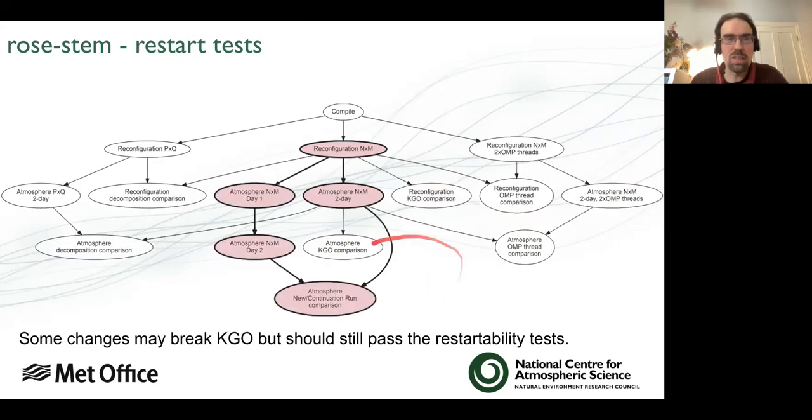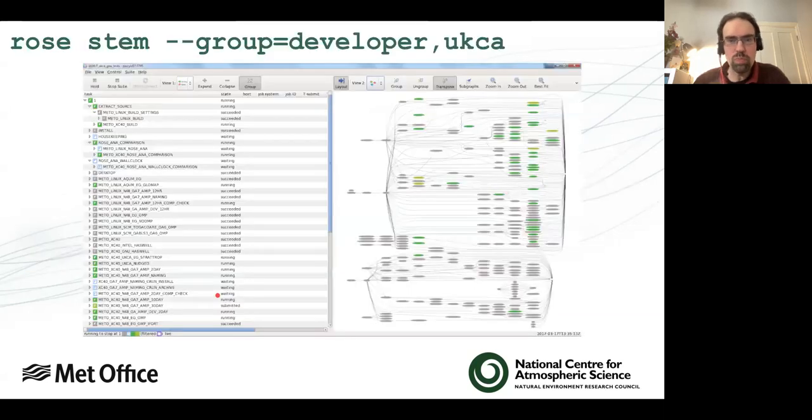You might test restarting. As I say, in the rose-stem test, we run a 2-day job. You're running a 3-hour job here, but a 2-day job you can break up into two 1-day jobs. And again, you shouldn't change answers. You shouldn't have a different answer if you do day 1 as one job and day 2 as another job, compared to days 1 and 2 in a single job. So you can run all these different tests, and the way rose-stem is configured, it will go away and run all those tests for you.